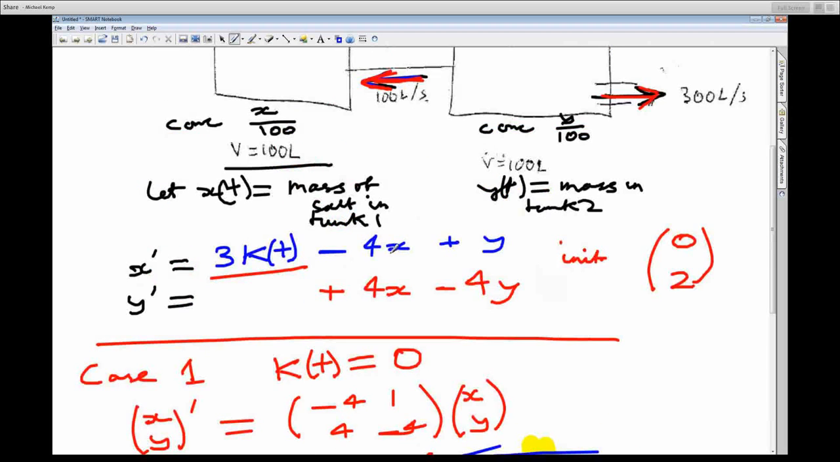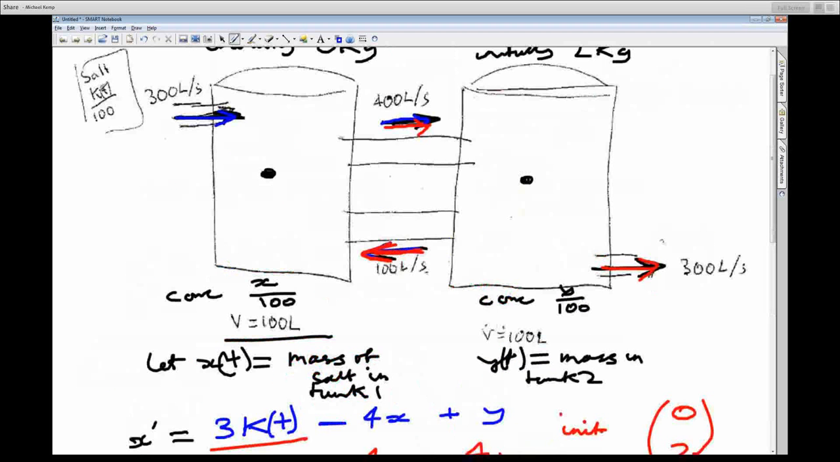So if you think back to our picture, if K is 0, if you're just putting in fresh water all the time, then the salt which is in tank Y will after a while drain out completely and you just have completely fresh water in the system. So that's pretty much what that's telling you. So not that interesting really.